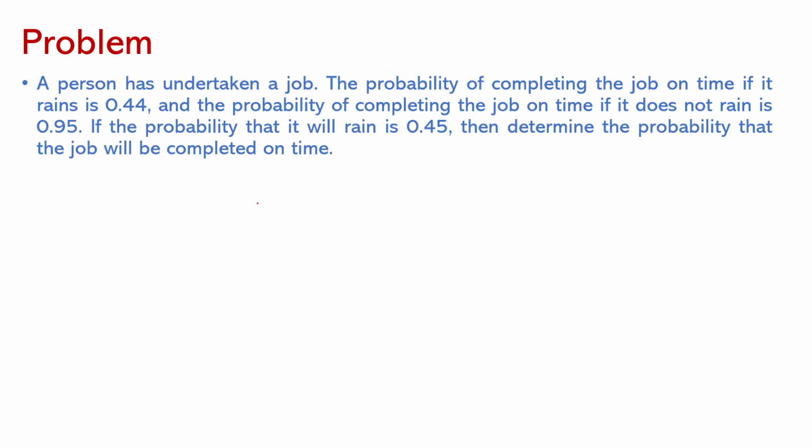Let's try to understand one problem. A person has undertaken a job. The probability of completing the job on time if it rains is 0.44. The probability of completing the job on time if it does not rain is 0.95. If the probability that it will rain is 0.45, determine the probability that the job will be completed on time.